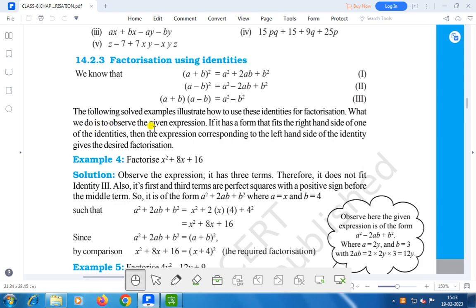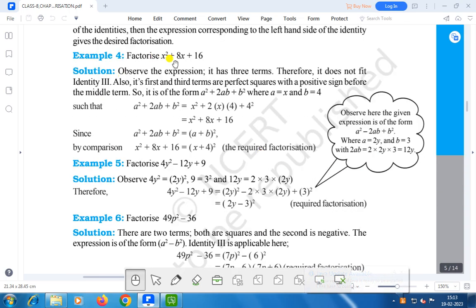What we do is observe the given expression. If it has a form that fits the right hand side of one of the identities, then the expression corresponding to the left hand side of the identity gives the desired factorization. For example, x square plus 8x plus 16 can be written as x square plus 2 into x into 4 plus 4 square, that is (x plus 4) whole square, the required factorization.